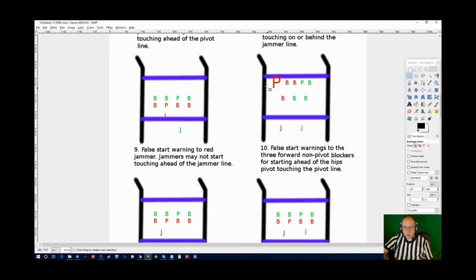Ten. I had to draw a rather large P to make this one work. False start warnings to the three forward non-pivot blockers, the two red ones and the green one there, for starting ahead of the hips of the pivot touching the pivot line. Note, by the way, that the little green P did not get a false start warning. So even though blockers have to start behind the hips of a pivot who's touching the pivot line, the other pivot does not. They are exempt from that. In the olden days of Derby, they would have. You're going back like three, four, five years now. But for a couple of rules editions now, that has not been the case.